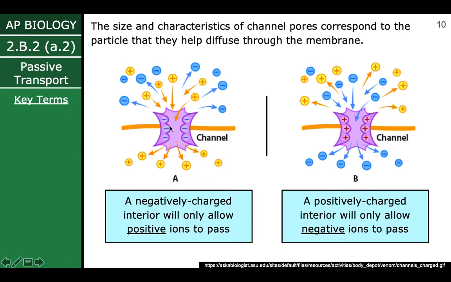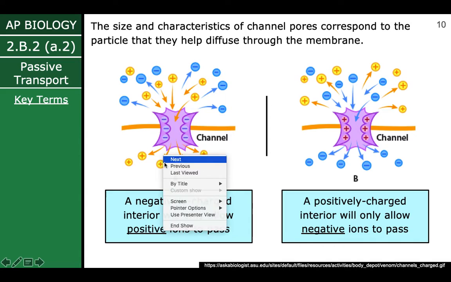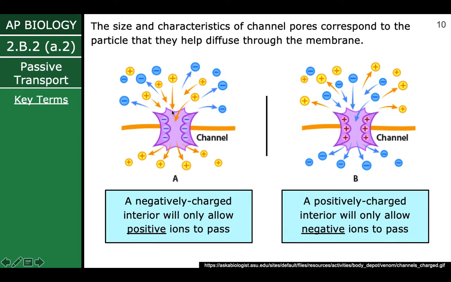Sometimes it helps to think about the channel being charged. If this protein itself, this purple protein, is mostly negative, then it's going to push away any kind of negative particles, so negative ions aren't going to want to make it through here. But positive ions will get attracted to it, and then they may be able to find their way through. The exact opposite is also true. I don't need you to memorize the fact that some of these channels are negative and some are positive. I just want you to think about the fact that these guys have ways of regulating what makes it through.